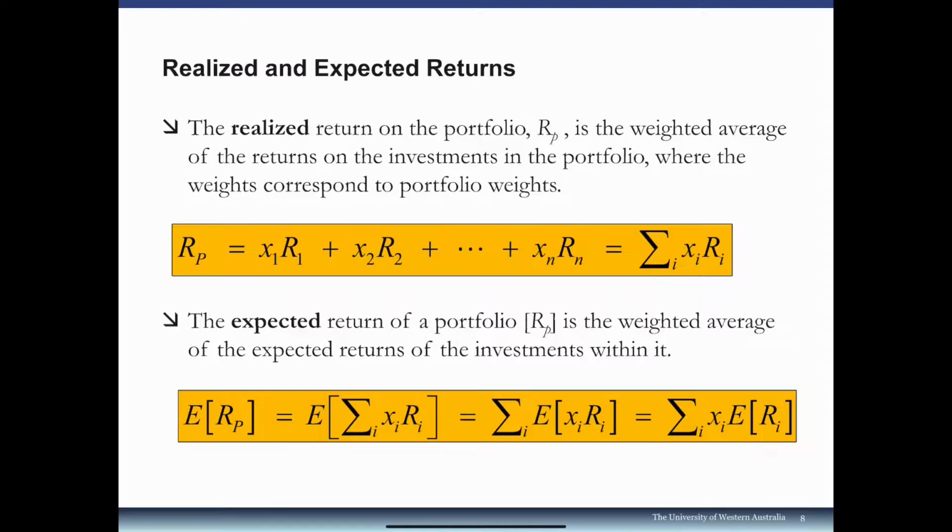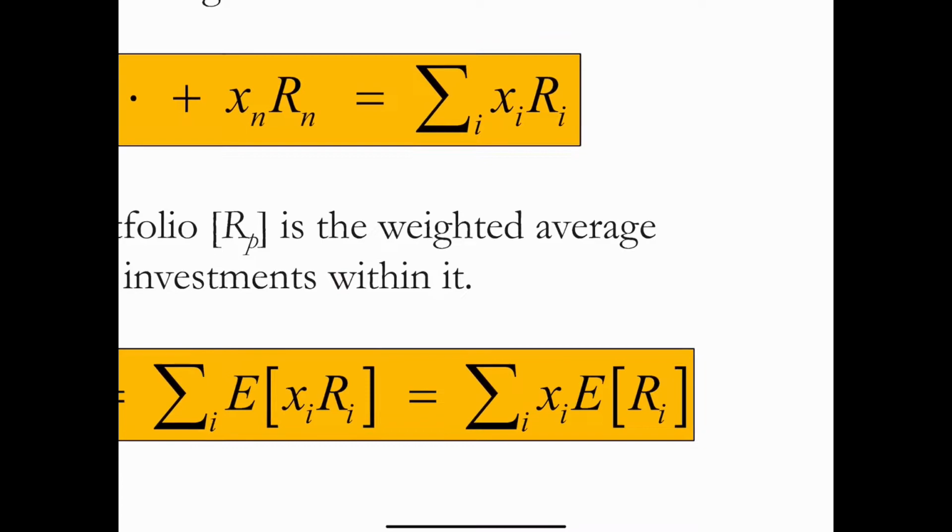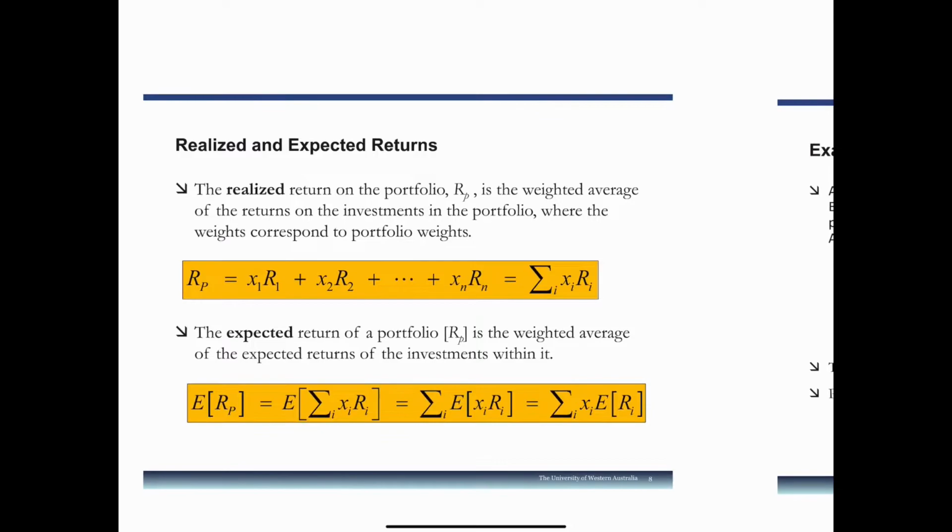And the expected return of a portfolio, Rp here, is the weighted average of the expected returns of the investments within it. Some of you have done stats, so you know that when you calculate the expected value of a sum of products, you can move the summation out of the expected value sign. Given that the weight xi is known, it can be moved out of the expected value bracket. So it just becomes a weighted average of the individual expected returns. If that's not your forte, just focus on how to apply this formula, all right?